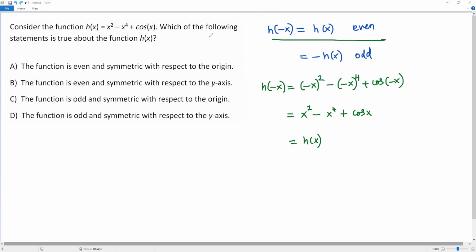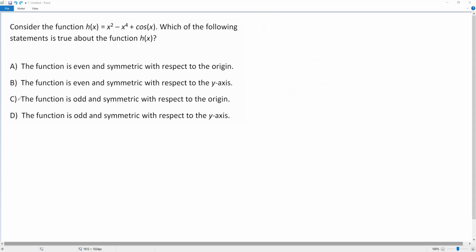So now we can reject answer choices C and D, because in those choices we have the statement that the function is odd. Let me erase this and reject answer choices C and D. Now we have to check whether answer choice A or B is correct, because in both of these choices the given function is even. Now we have to check whether the function is symmetric with respect to the origin or the y-axis. For that, let's consider the properties of symmetry.